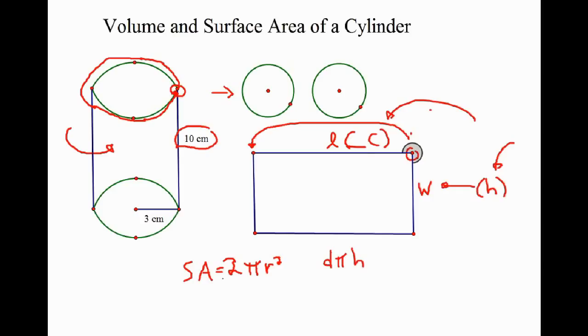So here we've got the area of the two circles. Here we've got the area of the lateral section, the rectangle. To get the total surface area, we're going to add those two areas together.